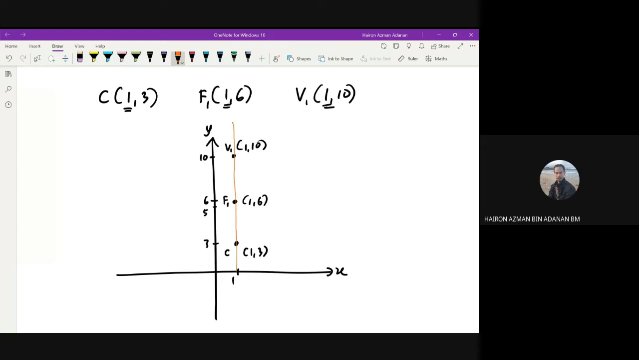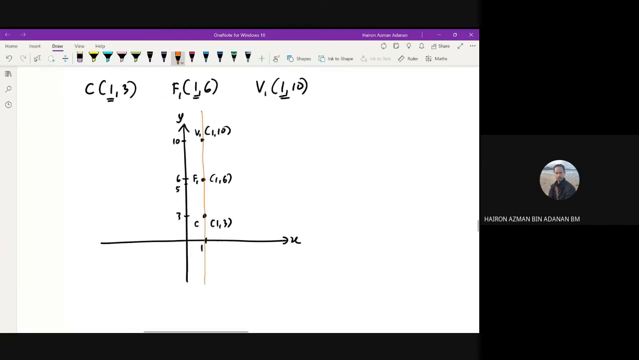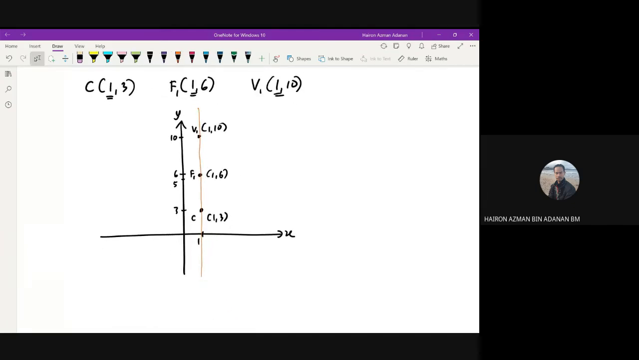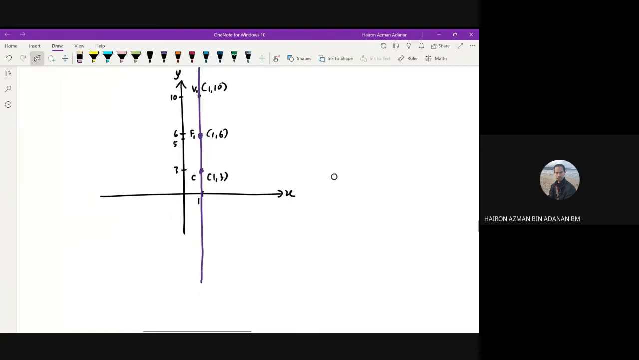How do I know this one is a major axis? Kerana saya tahu ini adalah major axis sebab fokus itu duduk dekat major axis. Major axis mesti pass through center and focus. So I know this is your major axis. Major axis maksudnya X equal to 1 lah. This is your major. Nampak tak idea?